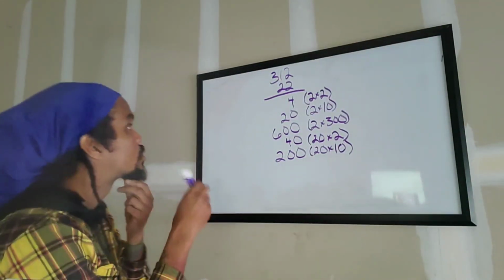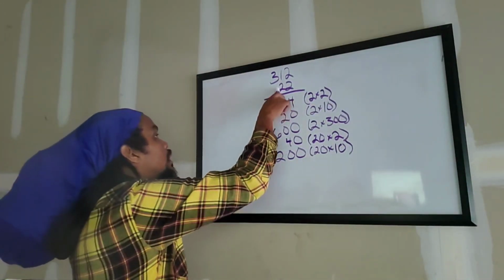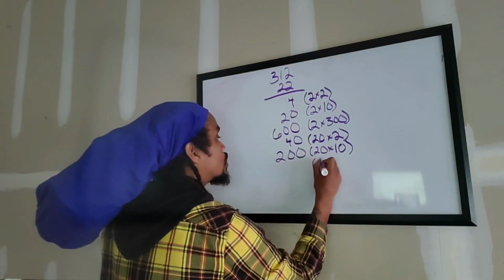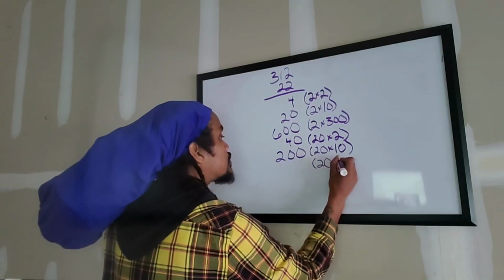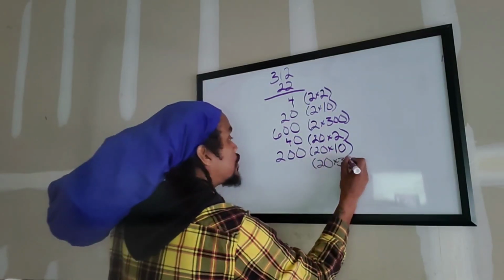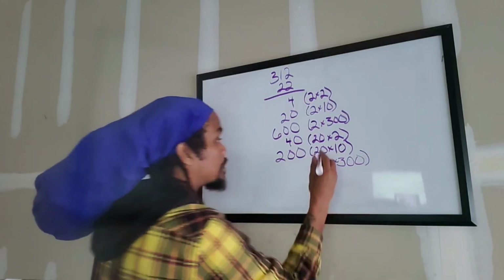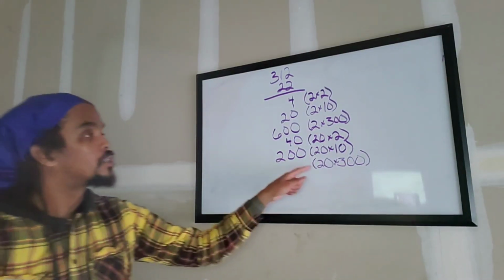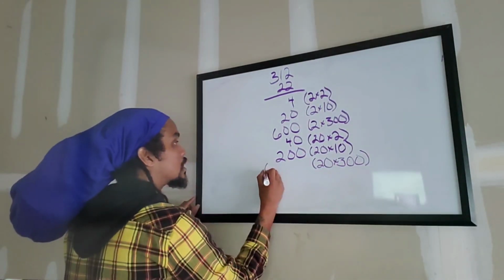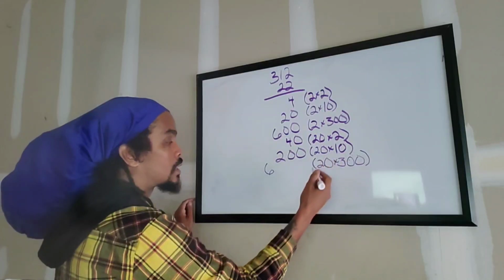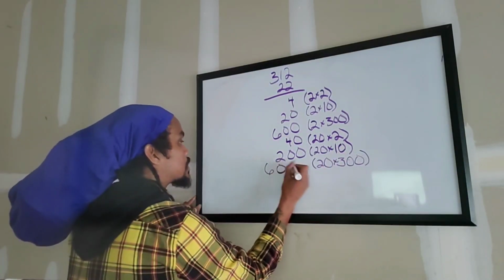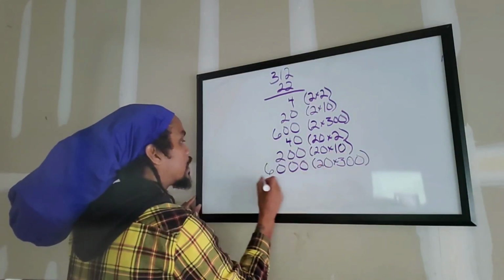All right, so 20 times 10. Now, 20 times 3, but that 3 is in the hundreds place. So now we're talking about 20 times 300. 2 times 3 is 6. So now this is, it looks like our only one that's going to be in the thousands. We get a pretty big number down here.